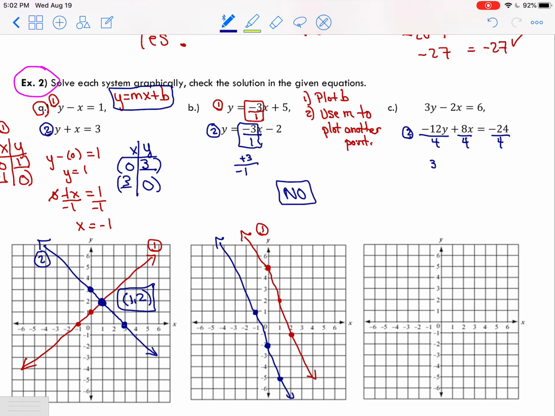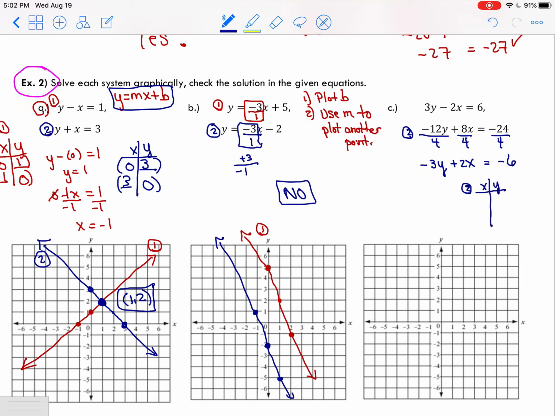So we've got negative 3y plus 2x equals negative 6. That's actually going to help us a little bit. All right, let's go ahead and set up our intercepts here. So this is our number 2, x and y.